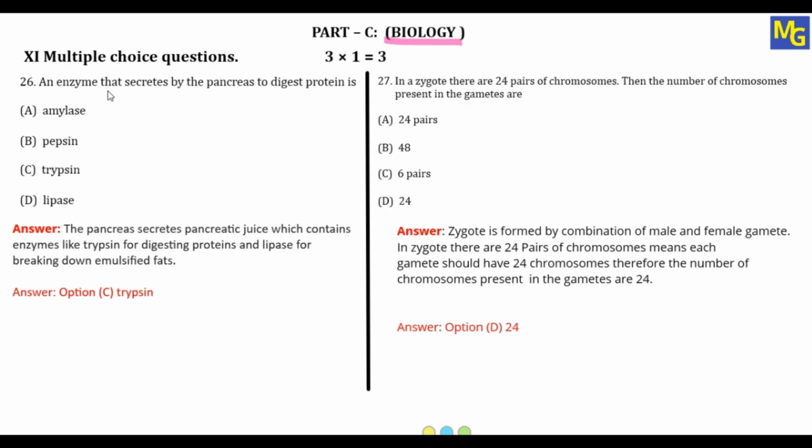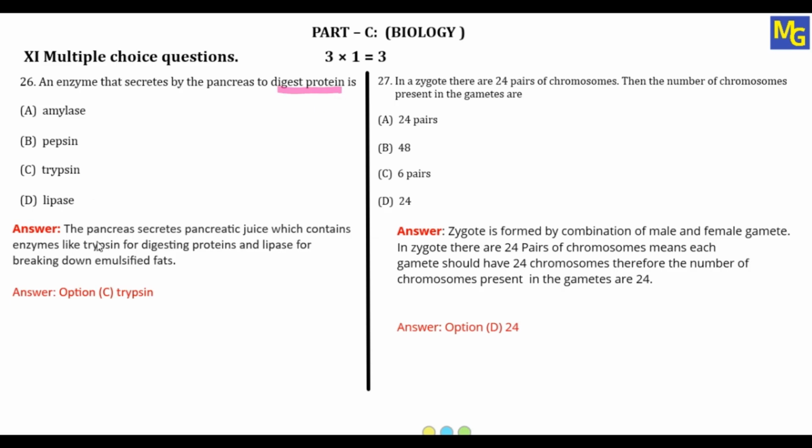It is an enzyme that is secreted by the pancreas to digest protein. So here we have to mark the enzyme which is secreted by pancreas which digests protein. So the options are amylase, pepsin, trypsin and lipase. So as we know, once the food enters into the mouth, it moves from mouth to esophagus to stomach to small intestine. While going into the small intestine, pancreas secretes pancreatic juices, through which some enzymes enter into the food. So we have to find out the enzyme which digests protein.